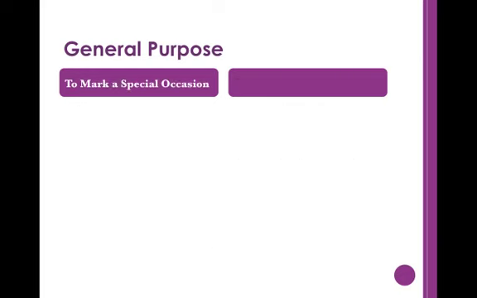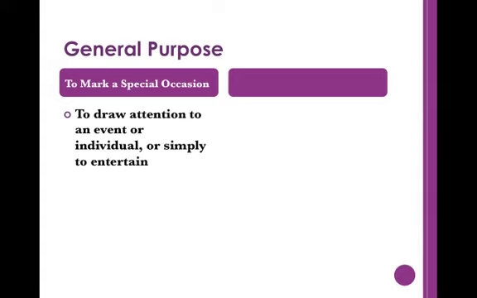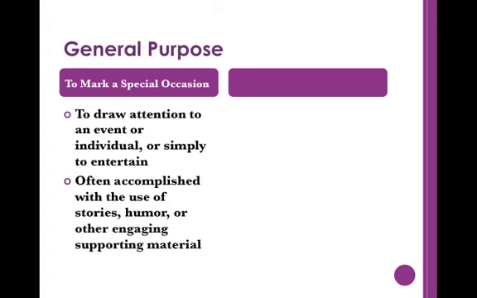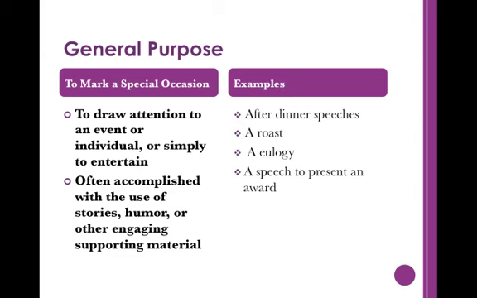The third general purpose of a speech is to mark a special occasion. These types of speeches may include informative or persuasive elements, but the primary intent is to draw attention to an event or an individual, or simply to entertain the audience. This is often accomplished with the use of stories, humor, or other types of interesting supporting material. Examples of special occasion speeches include after-dinner speeches, a roast, a eulogy, or a speech to present an award.